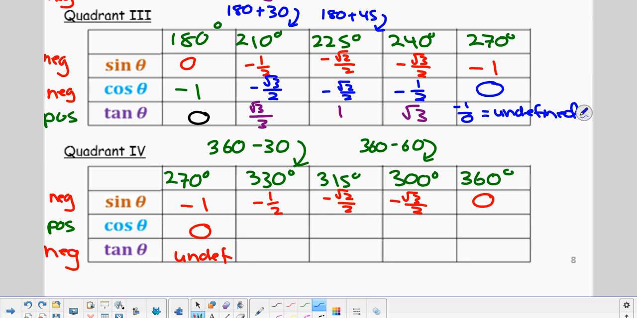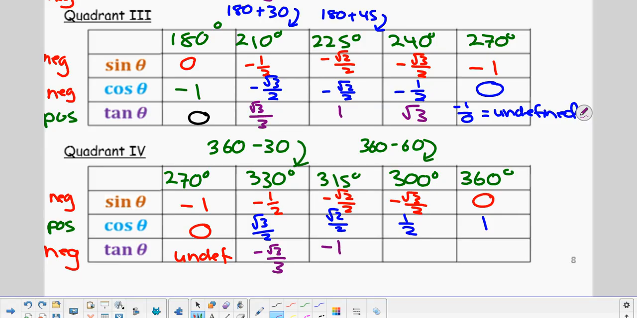Cos is positive though, so we've got to put in the positives of the coses. What is the x coordinate of point D at 360? Positive one, yeah. And then tan is negative. And then we've got to manually decide this one. 0 divided by 1 equals 0.